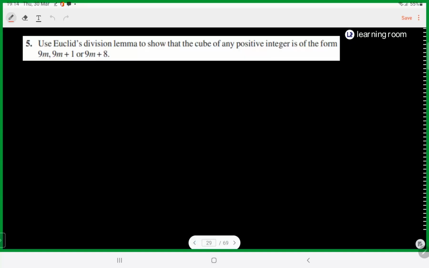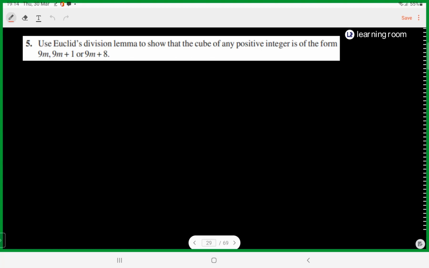No, you need to show 9m or 9m plus 1 or 9m plus 8. 9 plus 5 and 7. Yeah, but 7, finally you need to show in the form of 9m or 9m plus 1 or 9m plus 8. It must not be 9m plus 3. Can you check somewhere did you make a mistake or something?